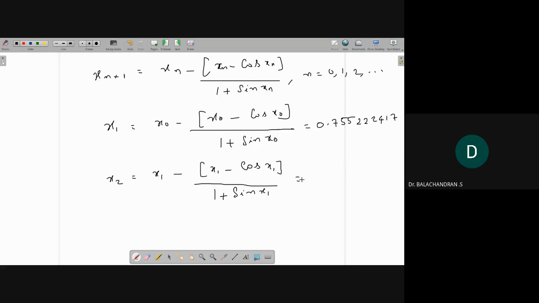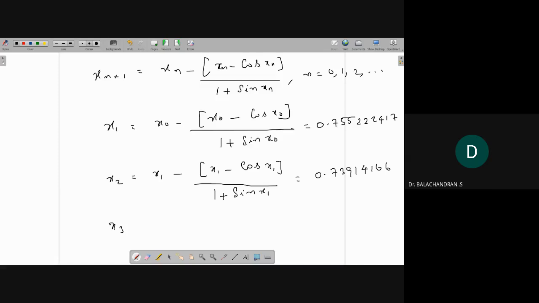Now come to the calculator again. Press calc. It will ask X question mark. You don't give any value, just press the answer button, ANS. It will take the previous answer, that is 0.7552222417, and then press equal to. Please tell your value. 0.739141666.